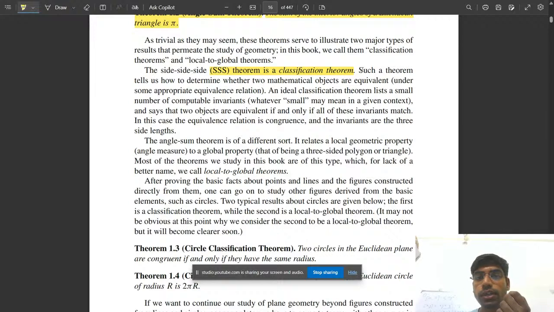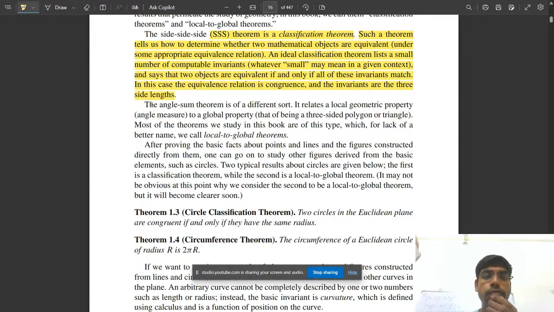So these are all motivations for doing Euclidean geometry, and the angle sum theorem is a different sort, but basically these theorems describe a lot of things regarding triangles, right? It is a local-to-global theorem. Those are all the old theorems we did in our school life. After providing the basic facts about points, lines, and figures constructed directly from them, one can go on to study other figures derived from the basic elements, such as circles.